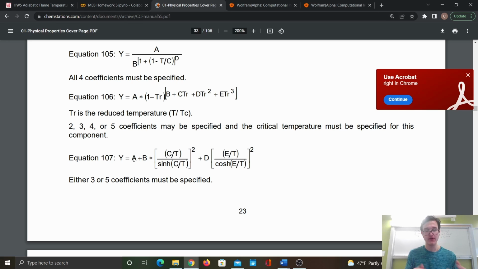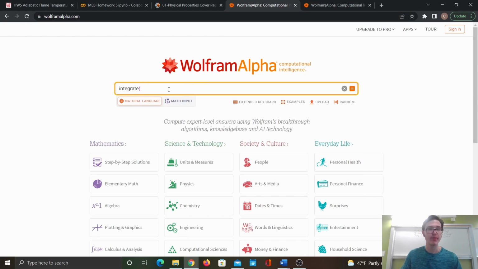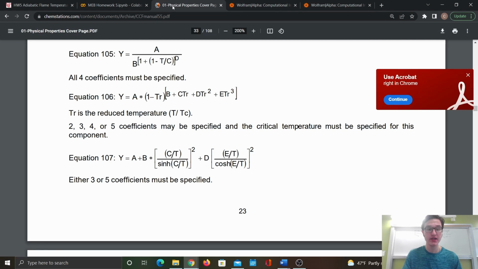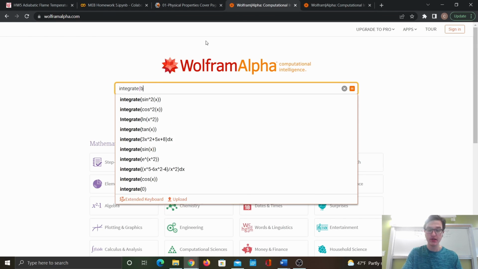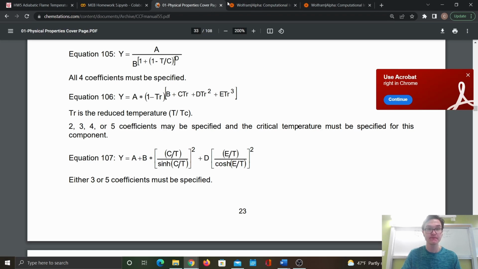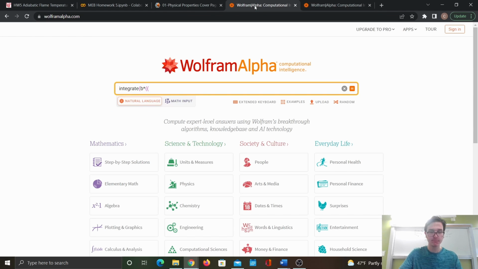So A, if you use an integral for a constant, is of course just going to be AT, but these two, the C, specifically the hyperbolic sine and the hyperbolic cosine, are a little bit more difficult. So we're going to be using Wolfram Alpha instead of doing it by hand. So we don't necessarily need to put B in, although I will anyways. B multiplied by C divided by temperature divided by hyperbolic sine of C divided by temperature, that is squared.